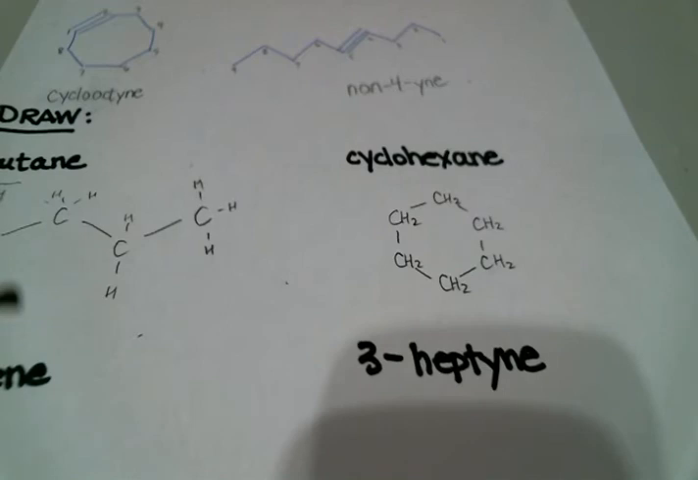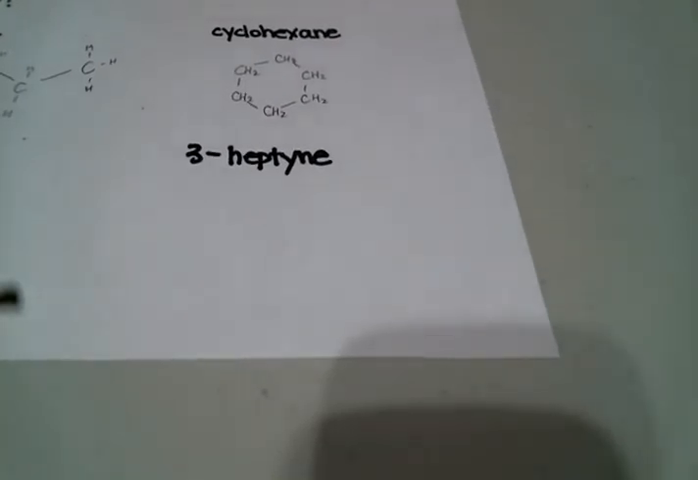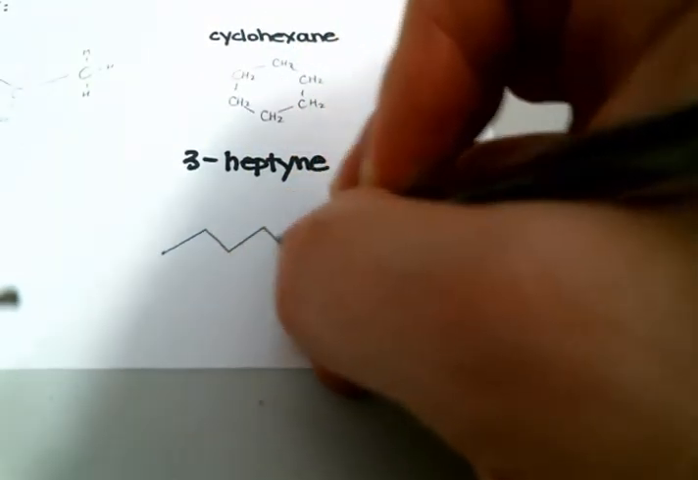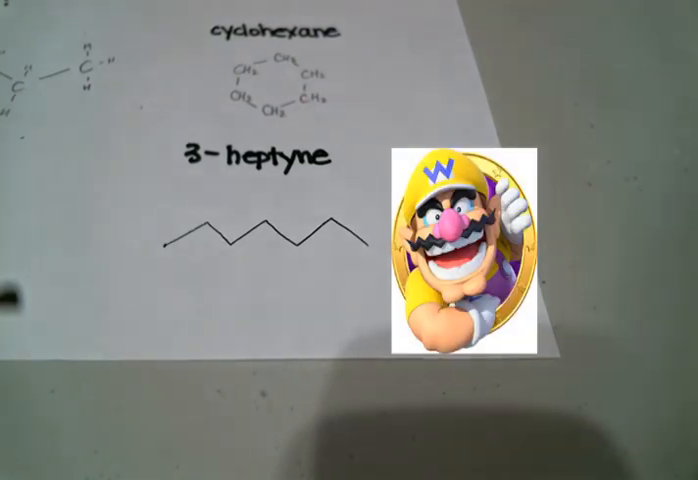So don't sweat. The last one we're going to do is 3-heptine. Okay, hept means 7. I'm going to draw this one with the simplified Lewis structure. I'm going to try to make it as simple as possible. So 1, 2, 3, 4, 5, 6, 7. It's basically Wario's mustache. Now, the 3-heptine seems to indicate that there's a triple bond on carbon number 3.